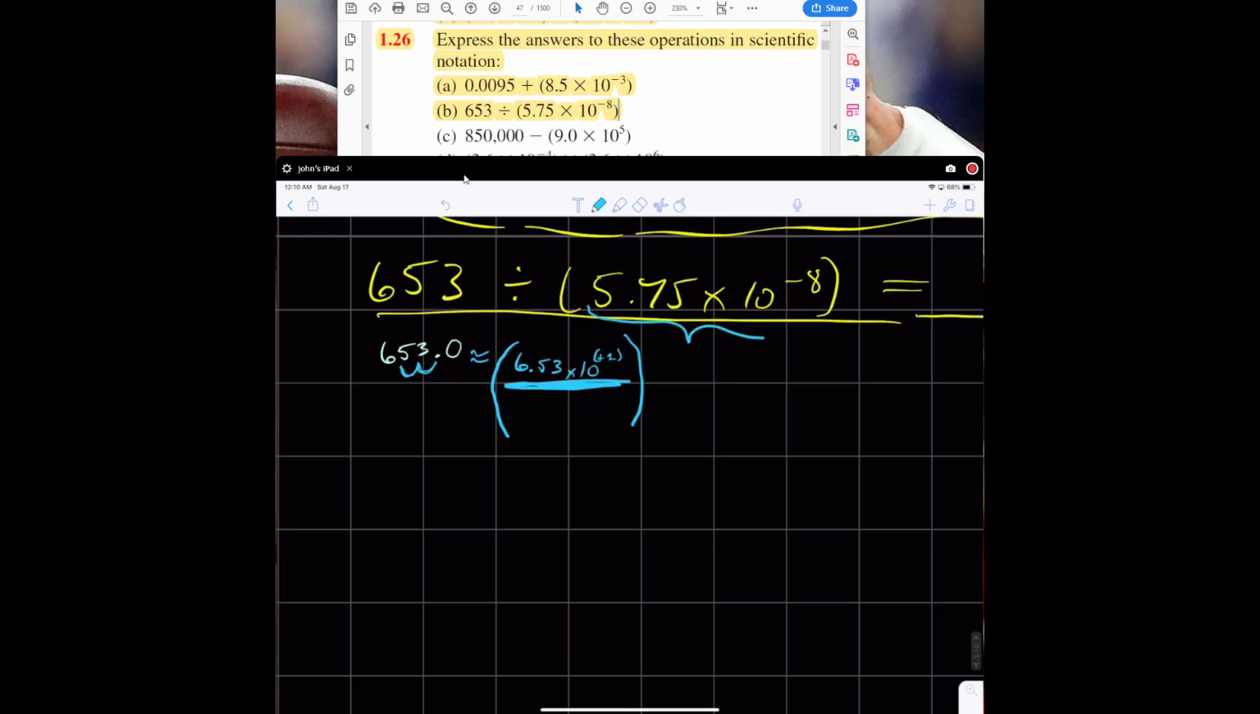So we can go ahead now and just take this number and bring it into our denominator. So now we have 5.75 times 10 to the minus 8. And I didn't change anything about this number right here. Okay, as you can see, what we're working with now is this division problem. I just converted that number here to scientific notation.